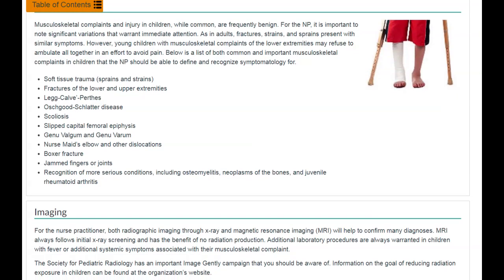Okay, so we've got a list of both common and important musculoskeletal complaints in children. This includes soft tissue trauma, sprains and strains, fractures of the lower and upper extremities, Legg-Calvé-Perthes, Osgood-Schlatter disease, scoliosis, slipped capital femoral epiphysis, genu valgum and genu varum, nursemaid's elbow and other dislocations, boxer's fractures, jammed fingers or joints, and recognition of more serious conditions, including osteomyelitis, neoplasms of the bones, and juvenile rheumatoid arthritis.